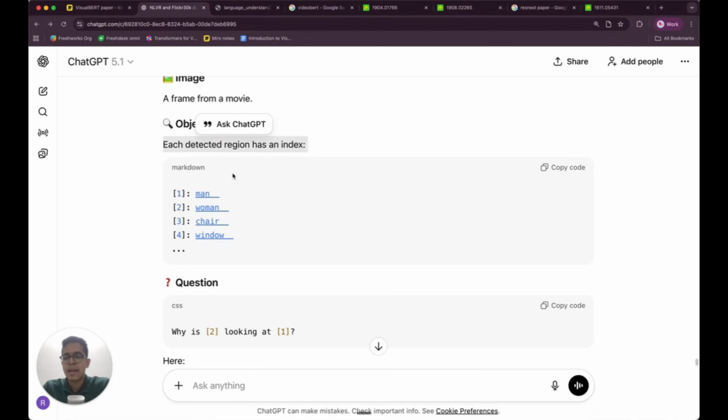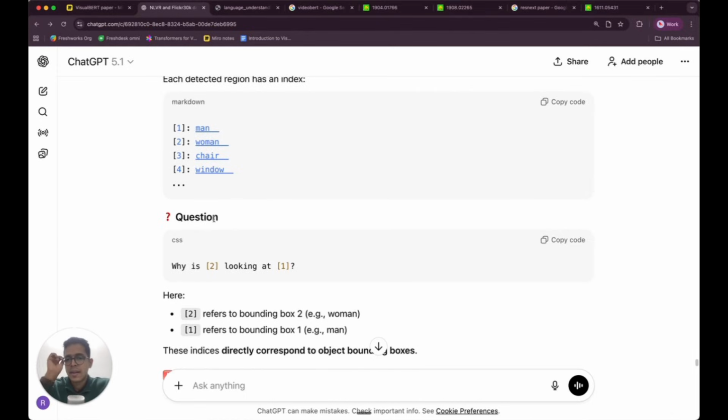So if there is a bounding box corresponding to a man, a woman, and a chair, then those regions will have indices 1, 2, 3, 4. Then the question is something like this: why is 2 looking at 1? This is how text and image alignment comes in.